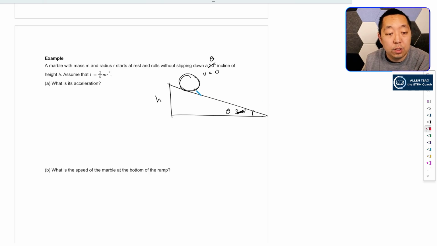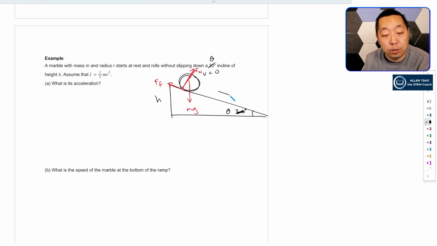Acceleration requires us to draw a free body diagram. We have mg, and the normal force perpendicular to the surface, which technically should go through the center, like that. And then we have a frictional force this way. Go back and look at unit 5, or the previous unit on rolling, for the forces analysis if you're not sure about this one.